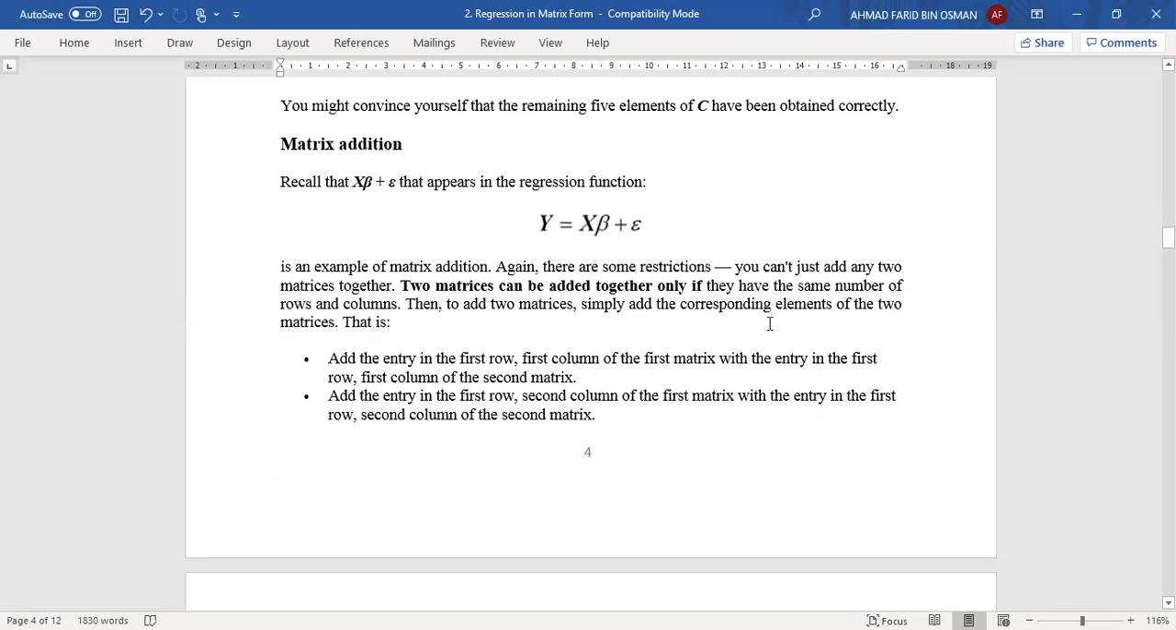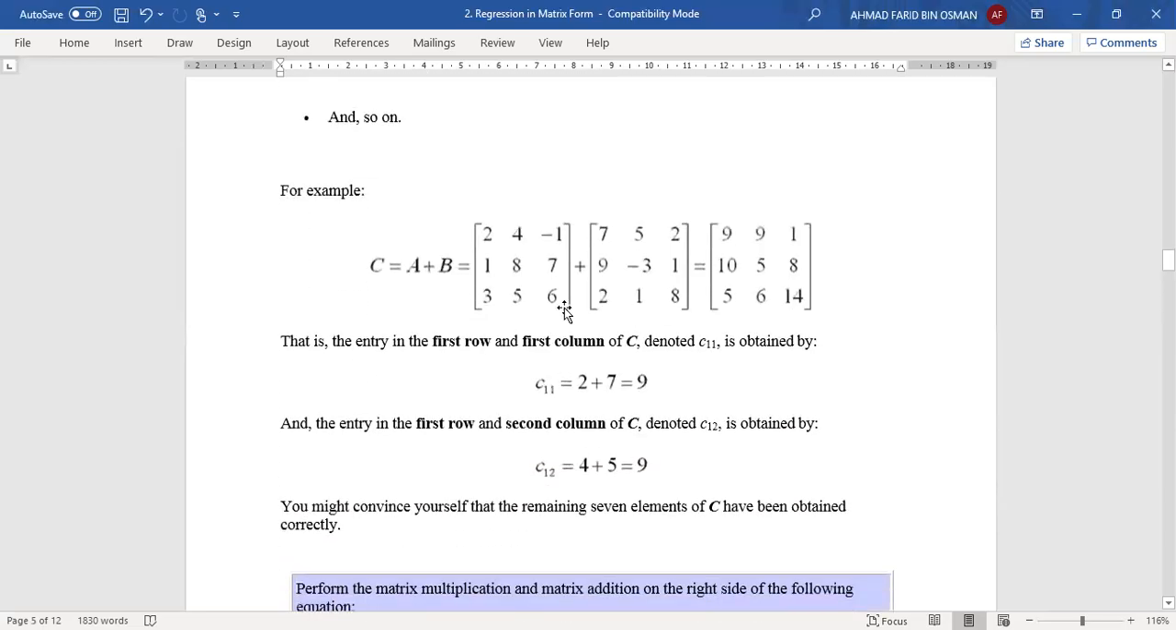And then matrix addition. Two matrices can be added together only if they have the same number of rows and columns. Otherwise, you cannot add. In this example, both have the same number of rows and columns, the same matrix dimension. With different dimensions, you cannot add. This one you just simply add.